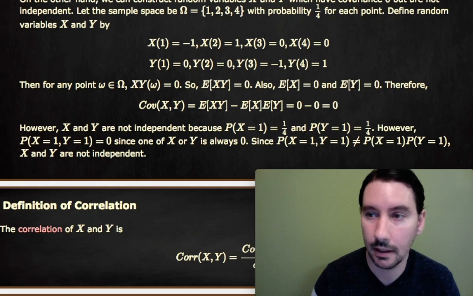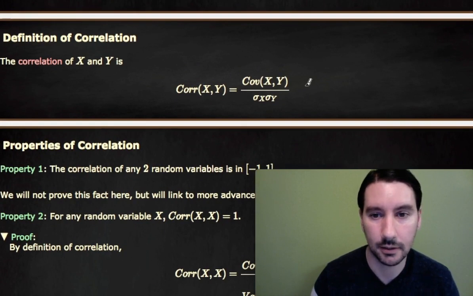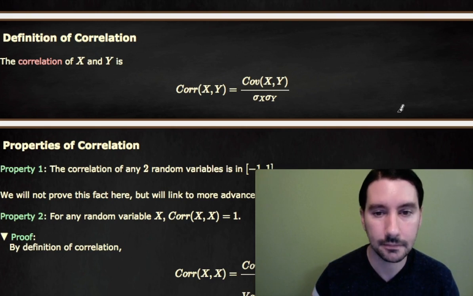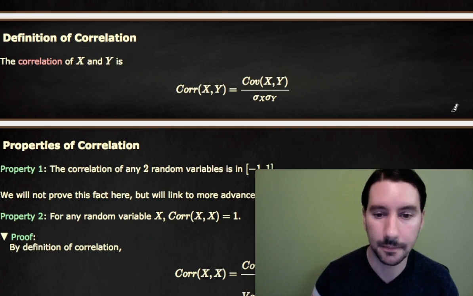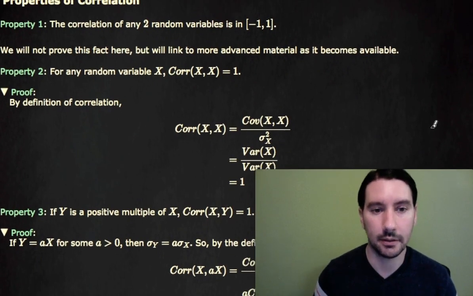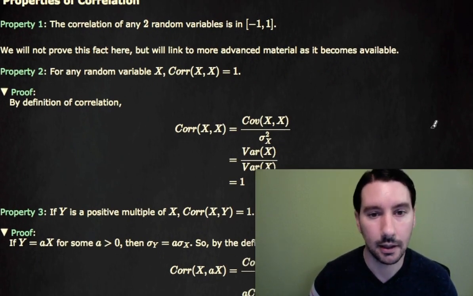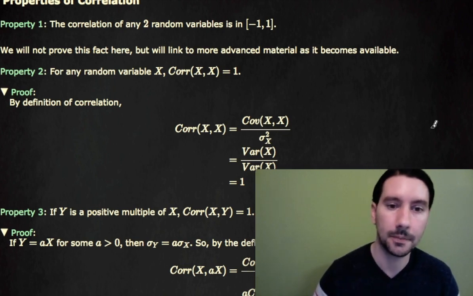Now we're going to go on to correlation. The correlation of x and y is just the covariance of x and y divided by the standard deviation of x times the standard deviation of y. So what this does is it takes the covariance and then scales it to be between -1 and 1. And that's this first property here. The correlation of any two random variables is between -1 and 1. We're not going to prove this here. It uses a slightly more advanced analysis fact that I'll probably prove in a later lesson, but I felt like it was a little out of place here because most of this is just simple algebraic manipulation.